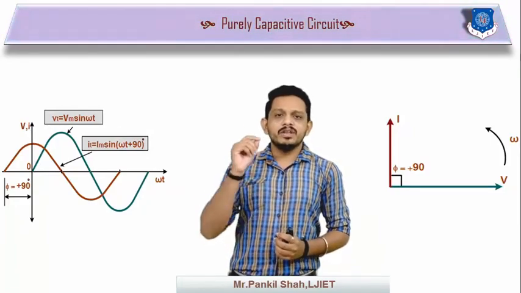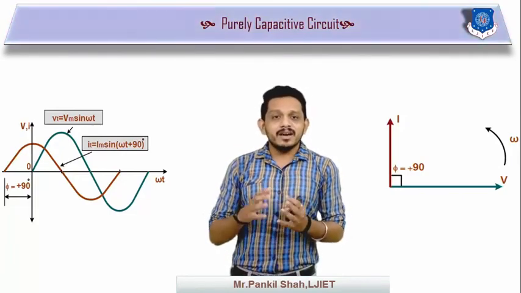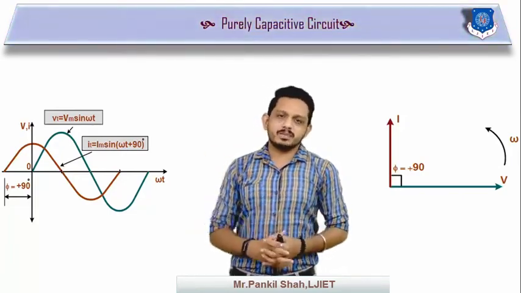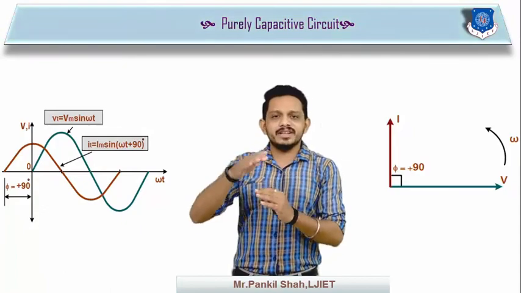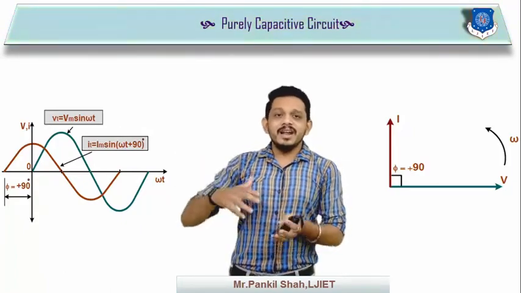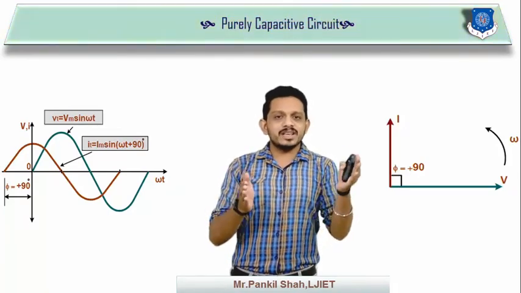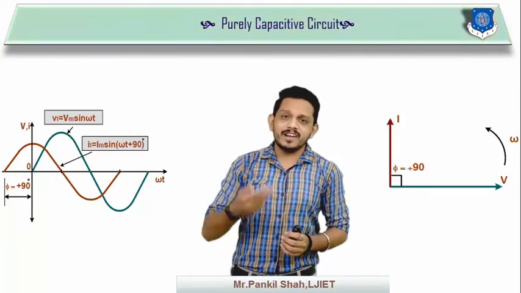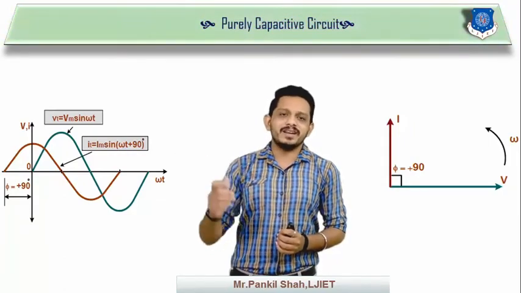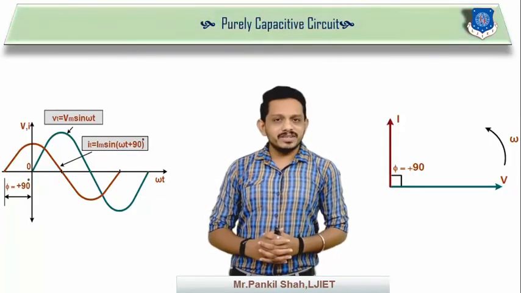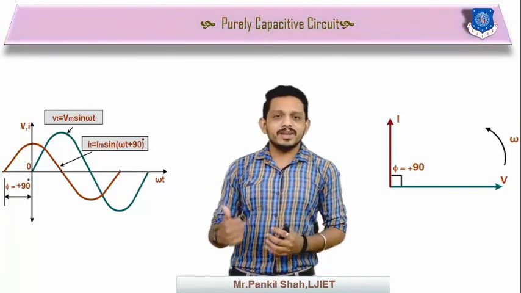Now we want to draw the waveform of current. But current is leading the voltage by 90 degrees, and leading means current will start before the voltage starts. So you can see in this figure, current starts 90 degrees before the voltage starts. So if our voltage completes its full cycle at 360 degrees, the current will complete its full cycle just before 360 degrees, that is 360 minus 90. So you can say that current is completed at 270 degrees. So this is known as leading.